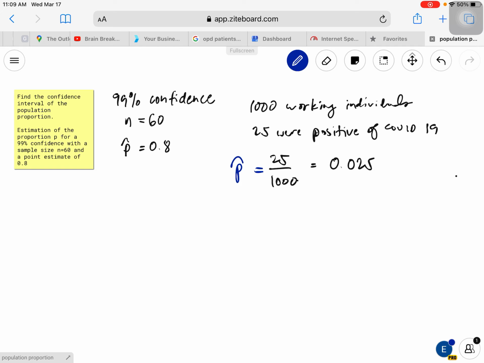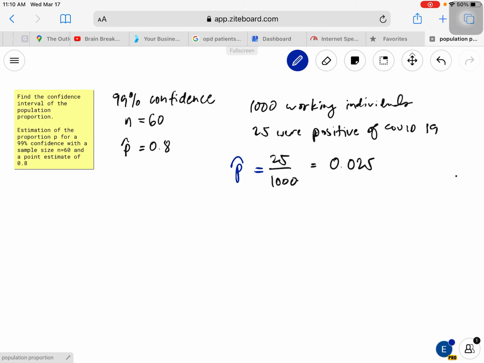In a random sample of 1,000 working individuals in Cebu City, we're looking at the population proportion of them who are positive of COVID-19. So upon testing, 25 of them were positive. So we have this value or point estimate, which is 0.025. So that's basically what the point estimate or p hat is. It represents the number of successes in n trials.